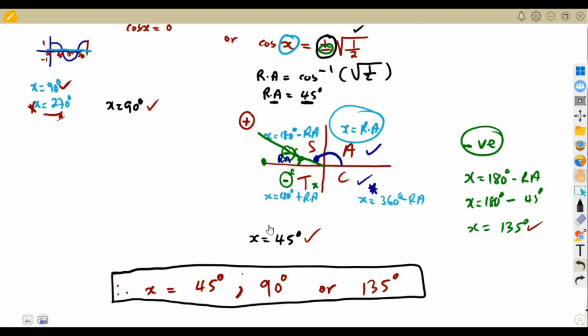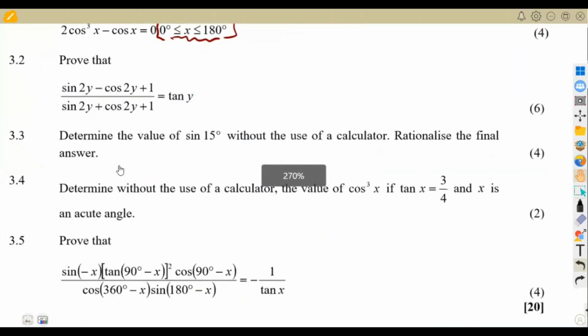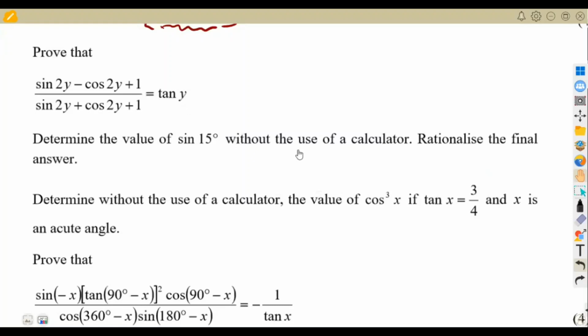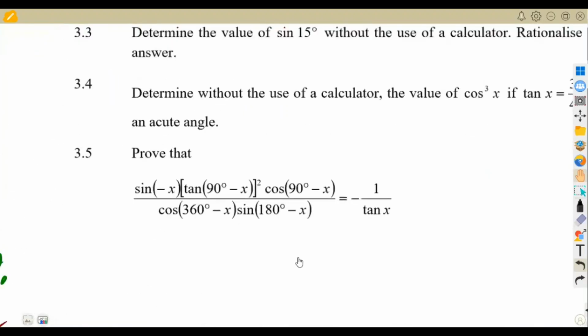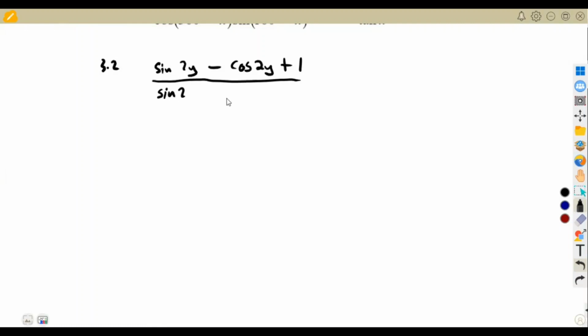All right, so let us try to check the other part of the question here. That was 3.1; now 3.2, prove that. You're supposed to prove that this whole part is equal to tan y, and that is 6 marks. We've got a lot of things to consider. Let me just write it aside. We are given sine of 2y minus cosine of 2y plus 1, all over sine of 2y plus cos of 2y plus 1, and this is equal to tan y.